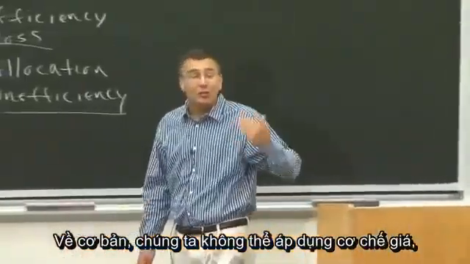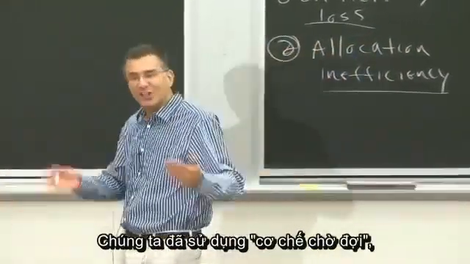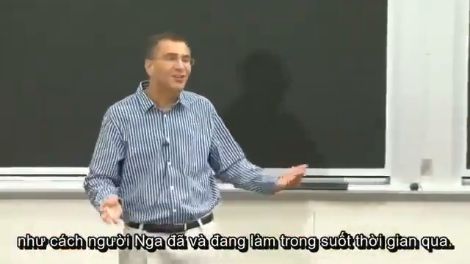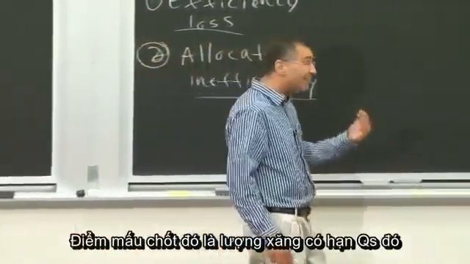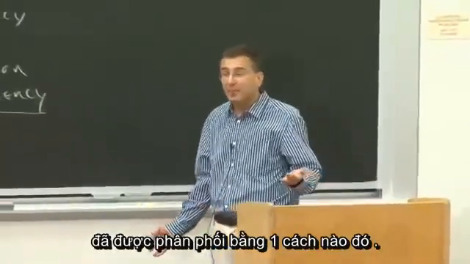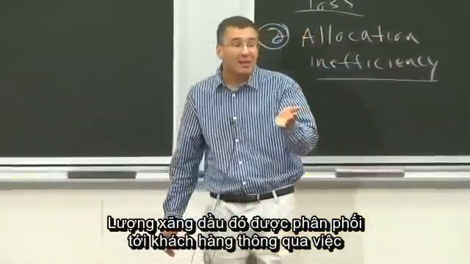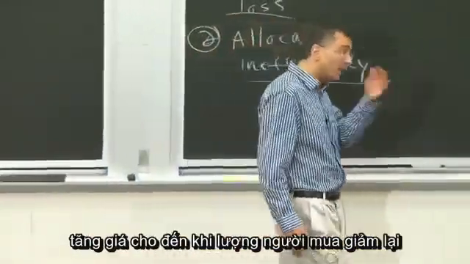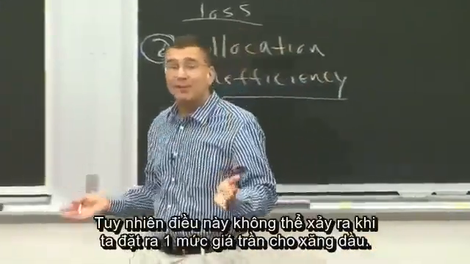Basically, we couldn't use the price mechanism, so we used the wait mechanism, just like they used to do in Russia all the time, and still do. The point is the gas that's limited, that QS, has got to get allocated somehow. In the market, it gets allocated by the price rising until the price is high enough that the set of people who want it at that price get it. With this gas price ceiling, that can't happen.